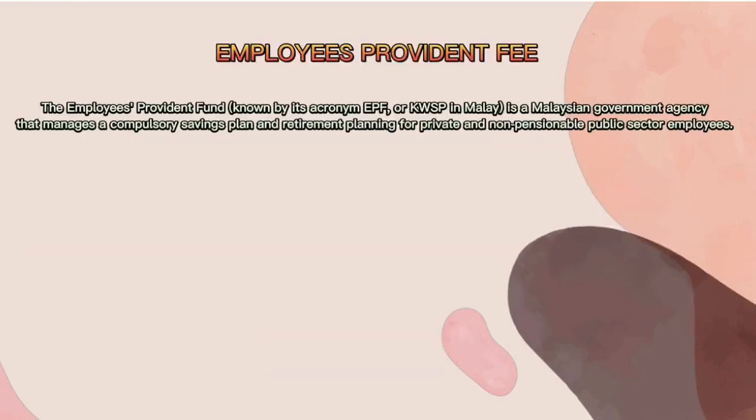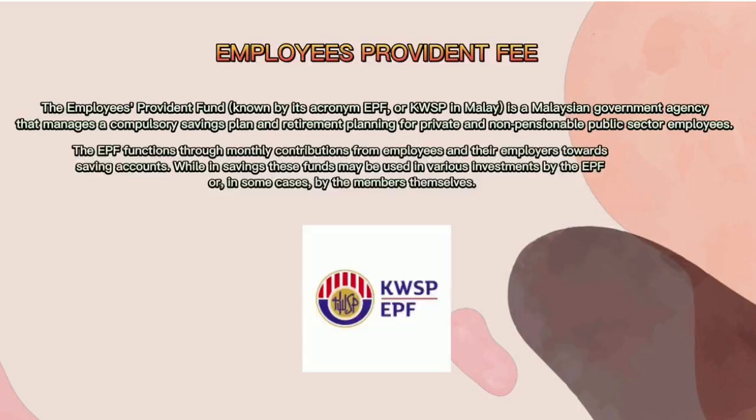Next, the most common in Malaysia is the Employees Provident Fund, which is EPF or KWSP. EPF is a Malaysian government agency that manages a compulsory savings plan and retirement planning for private and non-pensionable public sector employees. The EPF functions through monthly contributions from employees and their employers towards a savings account. While in savings, these funds may be used in various investments by the EPF or in some cases by the member themselves.